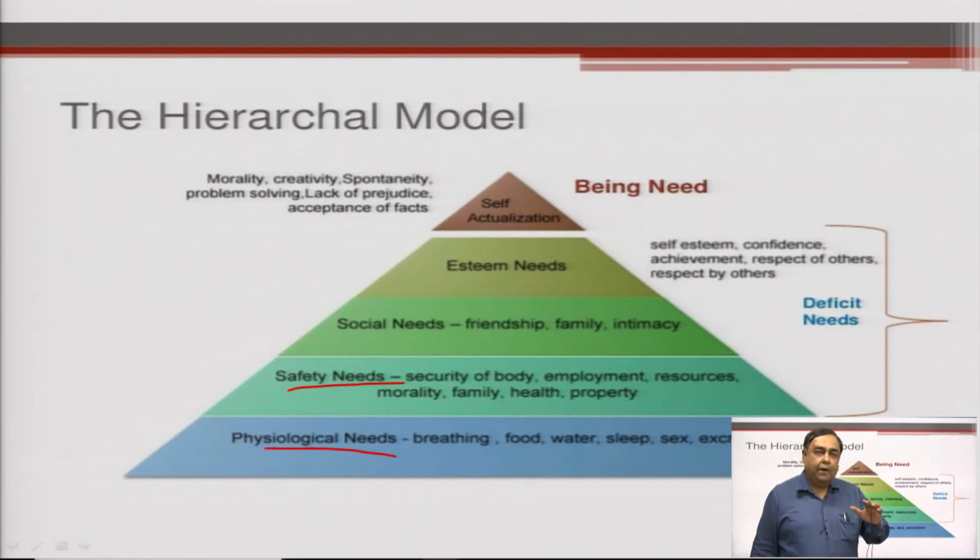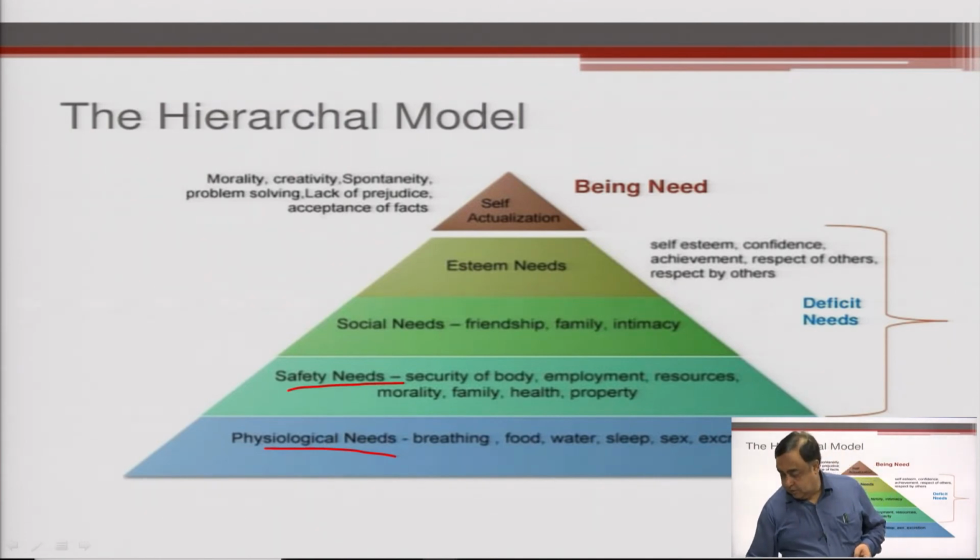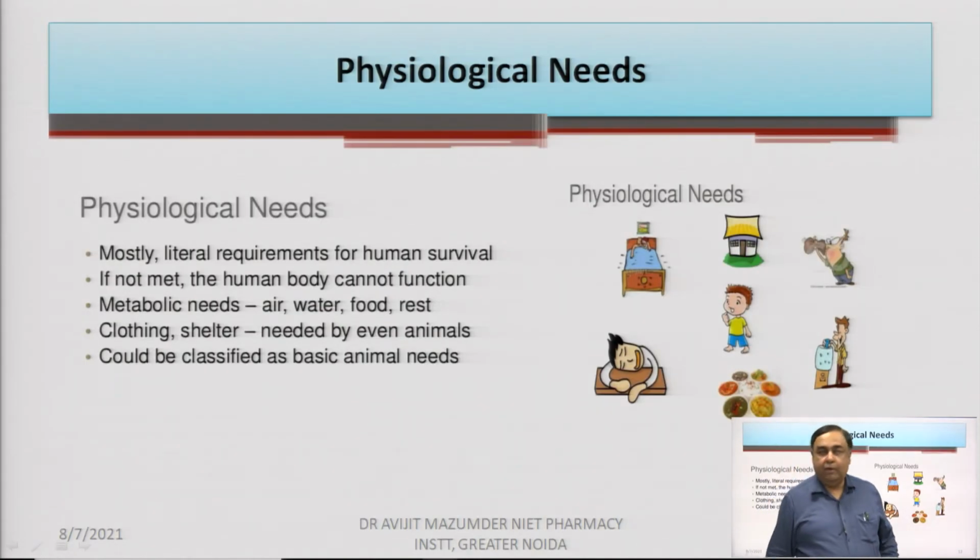Everyone wants to love and to be loved. That is called the social need. Next is the esteem need. The confidence, the achievement, respect for yourself, respect for others. They are all coming under the esteem need. And finally is the need for self-actualization.